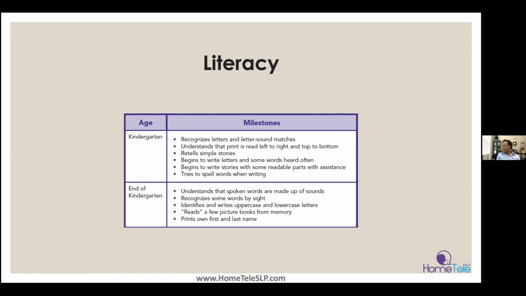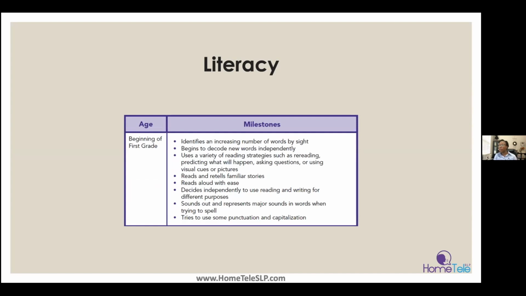And then by end of kindergarten, I'm just watching my time, so sorry if I'm speeding up. By end of kindergarten, you'll see that they're starting to recognize some sight words. They're reading a few picture books from memory. I actually remember the first picture book I read from memory. And they're printing their first and last name. These are all emerging, right? And by end of kindergarten, they should have these.